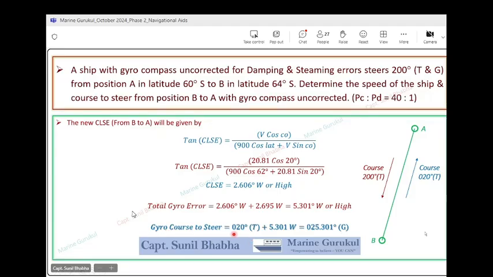Now the true course to steer is 020 degrees true. The gyro is 5.301 degrees high. So we add this value to 020. It gives us 025.301 degrees as the gyro course to steer. So we have obtained the second item also. They wanted us to find the speed of the ship and the gyro course to steer from position B to A, and both have been calculated.